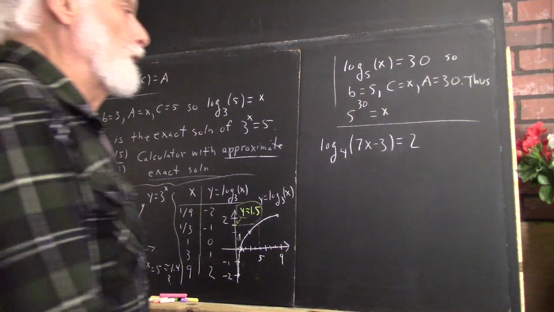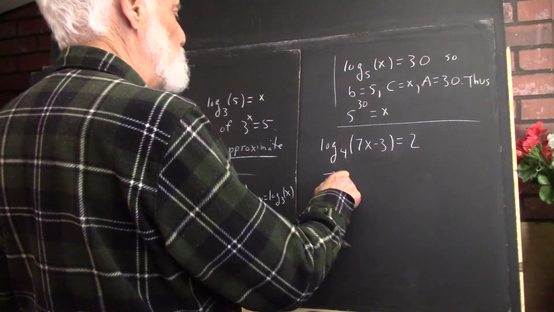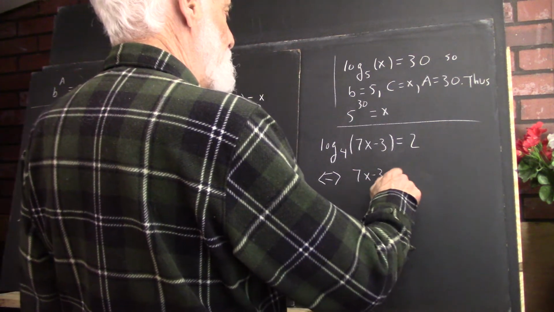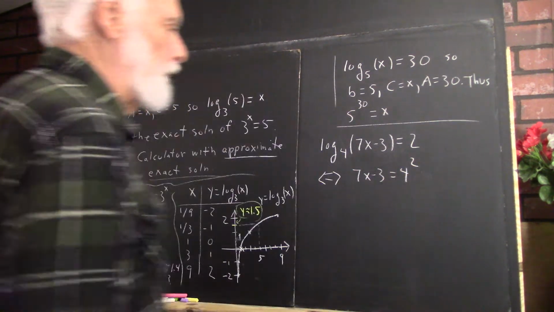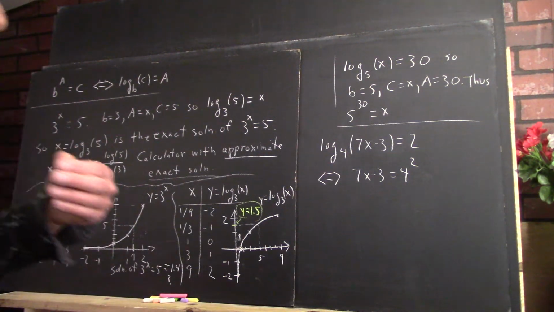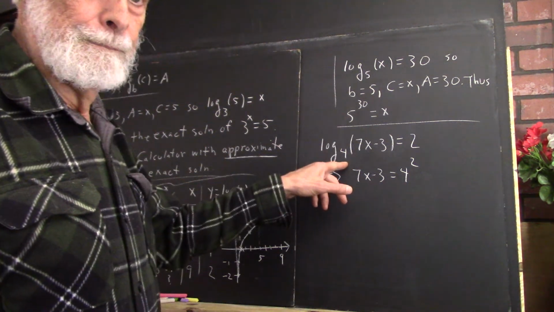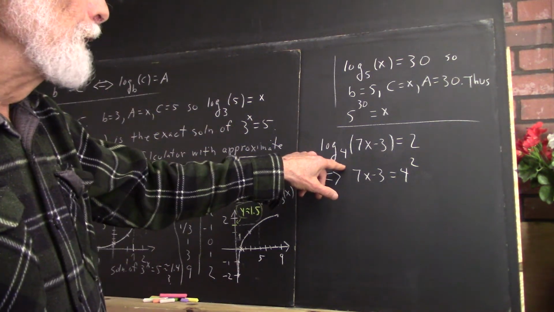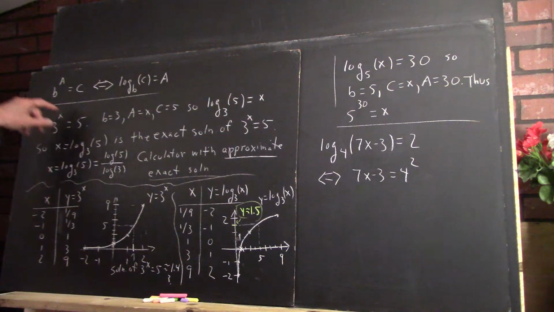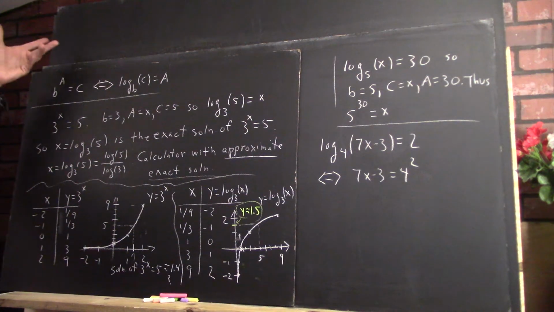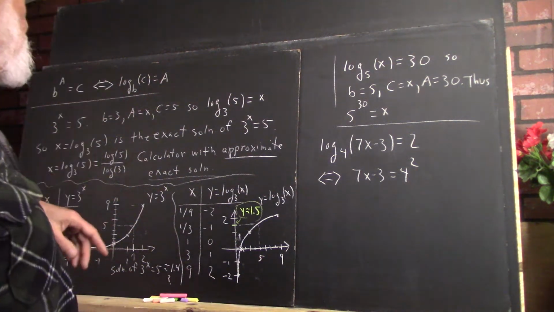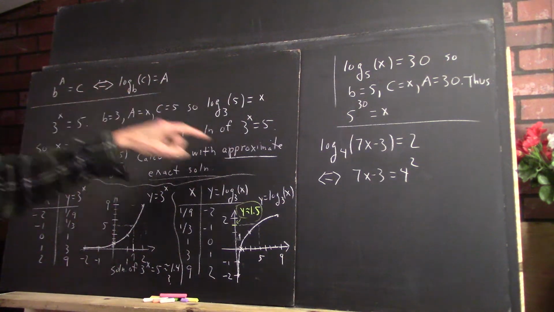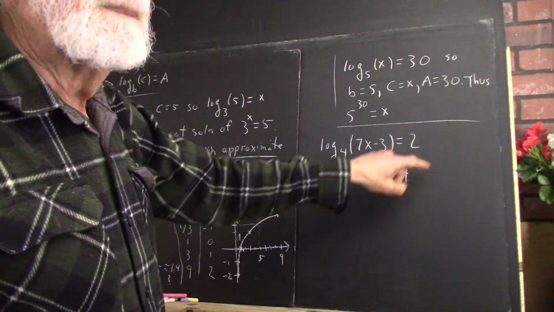Okay, rewriting this is equivalent to saying that 7x minus 3 equals 4 raised to the second power. Now it's fairly easy to keep track of b. You know, b is your base. That will be either here or in exponential form. It'll be the base of your exponential. So if you got a 4 here, you're going to have a 4 here. So if you got a base 4 log, you're going to be doing a power of 4.